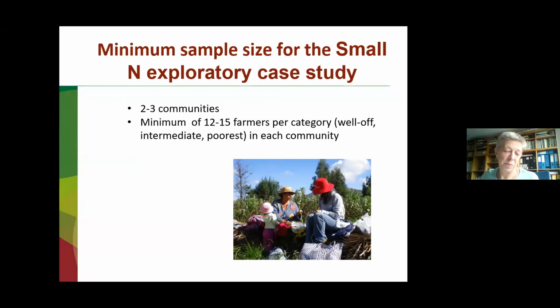A minimum of 12 to 15 farmers per category in each of the communities, and what these categories are depends on the socio-economic dimensions you're interested in. I've mentioned rich and poor, and gender, as categories that we have worked with quite frequently. So you end up with 45 to 60 farmers, up to 90 farmers in total to be interviewed.